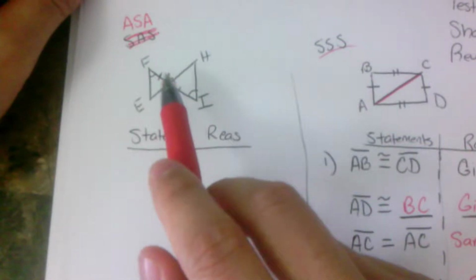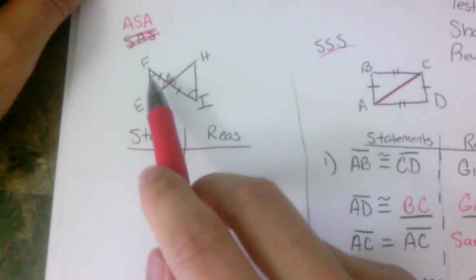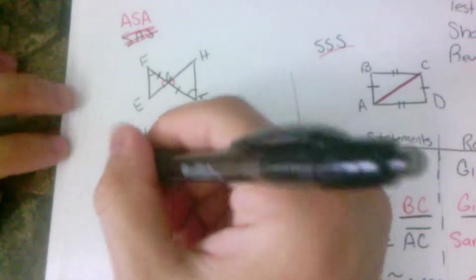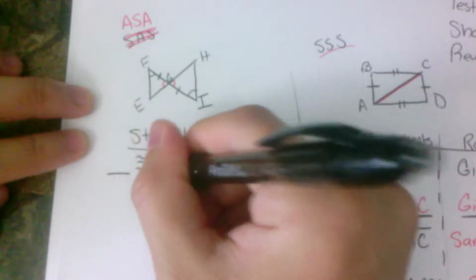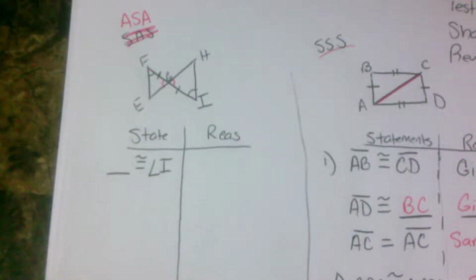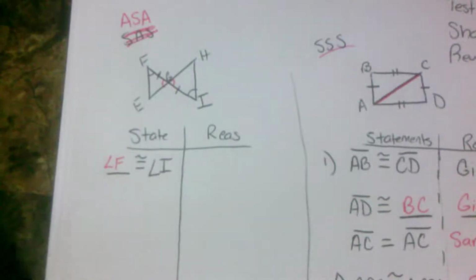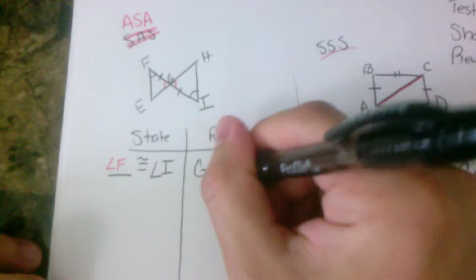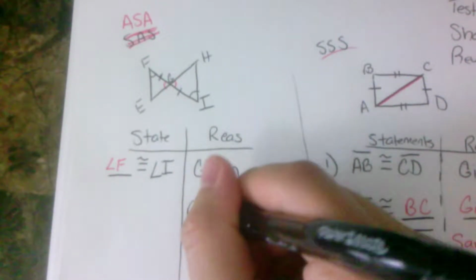What you want to name first are the two givens. So let's name our givens. So let's name first our angle. So angle F is the same as angle I. So again, I would give you a blank. I would put this little sign. I'd say angle I. And then you'd have to go, all right, well, angle F is the same as angle I. What's the reason? Given. All right, your first two reasons are always going to be given.